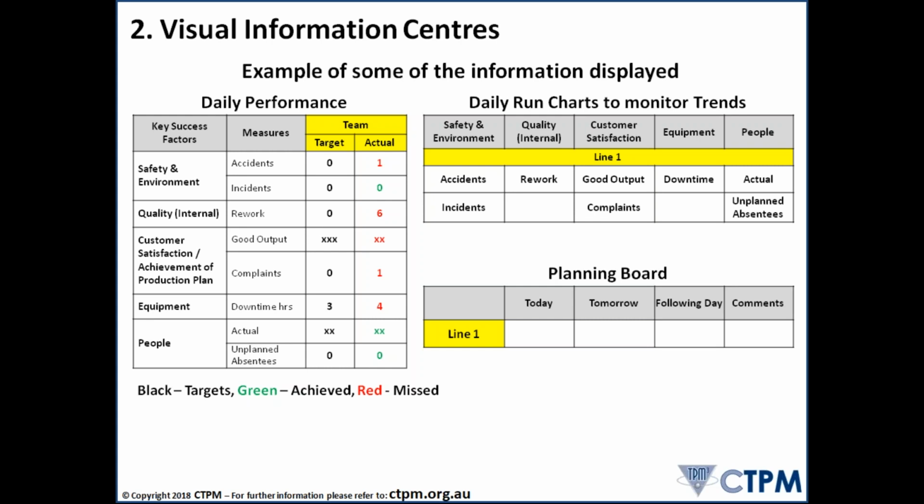We then have our planning board part of the visual information center. This is simply, what's my plan for today, tomorrow, following day, any comments? So this just gets us all on the same page around what we're working on. We don't want daily meetings to be a debrief of what my plan is for the day. It's all about what's going to stop me from achieving my plan. Plan's there on the board. It's up there. It doesn't have to be massively detailed. It's just as long as everybody kind of has a view of what's going on.